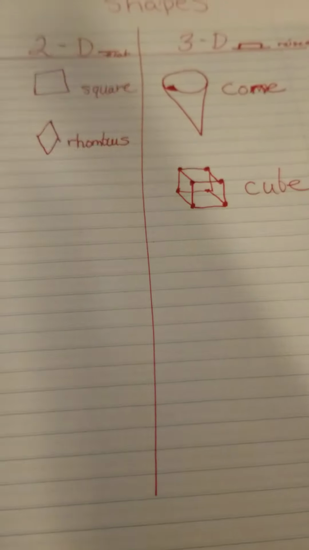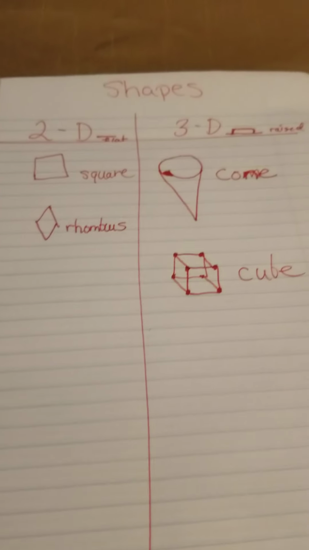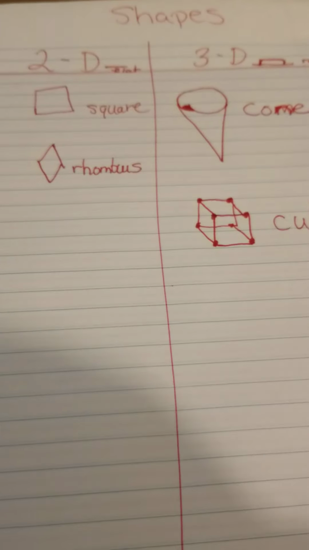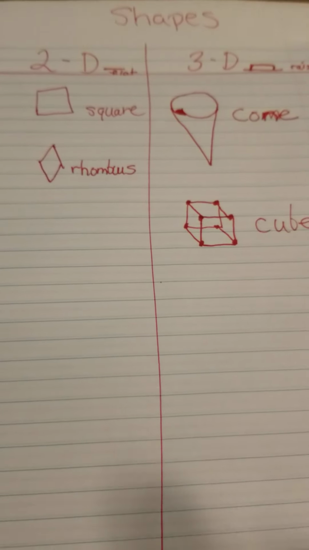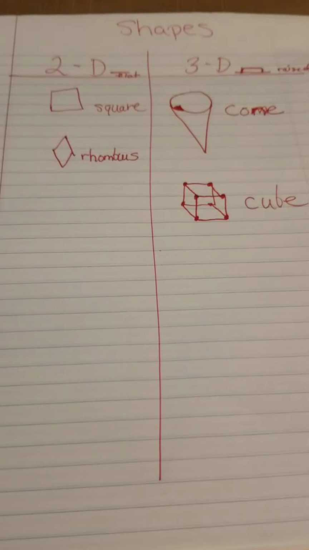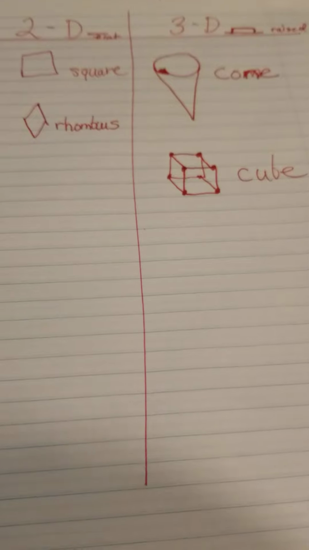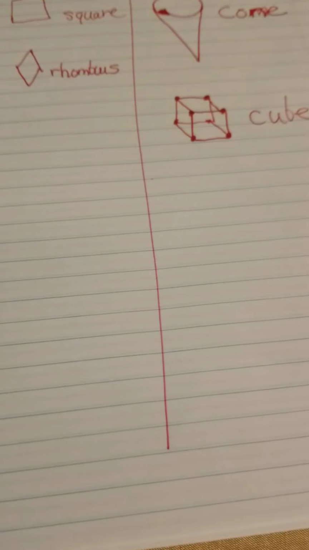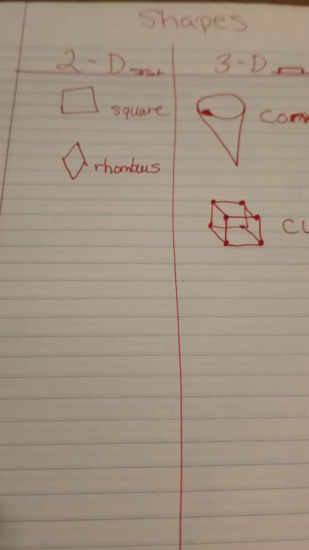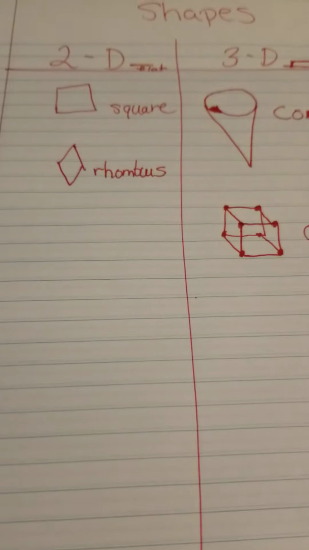So you can just do this and randomly call out the shapes and have them determine if it's 2D, two-dimensional, or three-dimensional. And then something fun for around the house, you can say, okay, let's go find something in the house that looks like a cube or a rectangle or whatever shape. See if they can find those in the house.